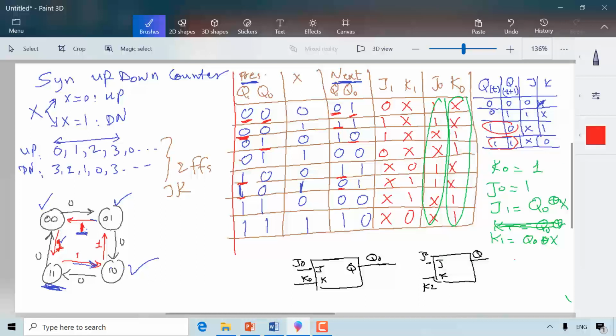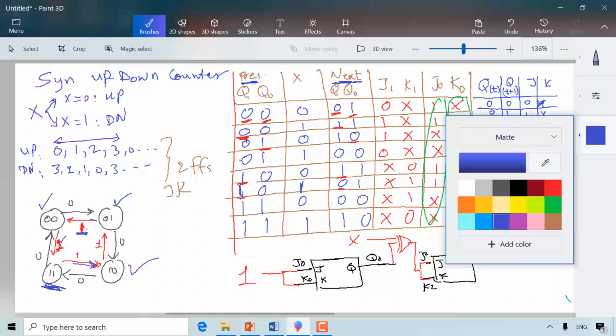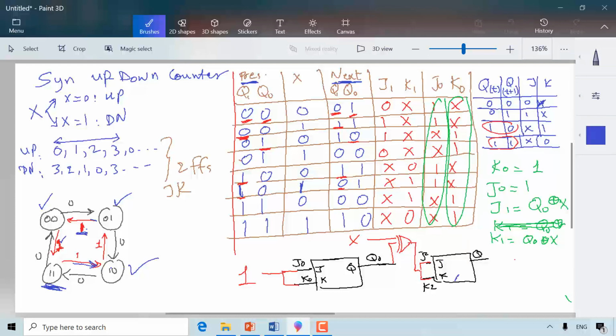What we know is that J0 and K0 both equal 1, and for J1 and K1 we have to XOR the Q0 with X, and then short these together and connect them to the output of the XOR gate. Left one more item here. As always, don't forget the clock. This is a synchronous system, so we connect the flip-flops to a single clock as shown here.